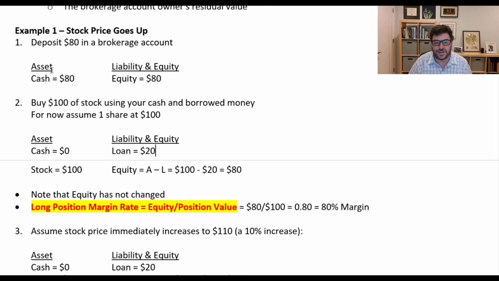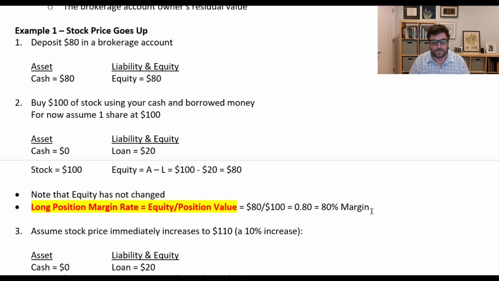If I had only had $50 in cash in the account and I bought a $100 stock, then I would have ended up borrowing 50. I would have had 50 in equity. And so my long position margin rate would have been 50 over 100 or 50%. And that is the minimum. I'm not allowed by SEC rule to borrow more than half. The other way to say that is that if I put up $50, I can only buy $100 worth of stock, 2-to-1.